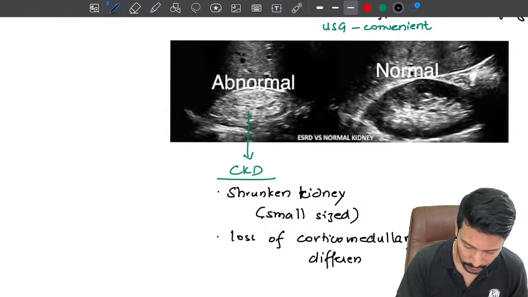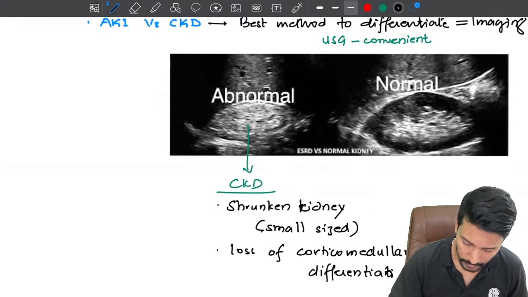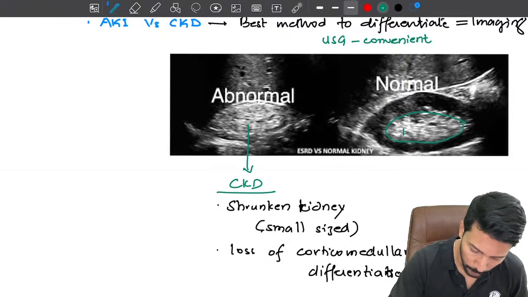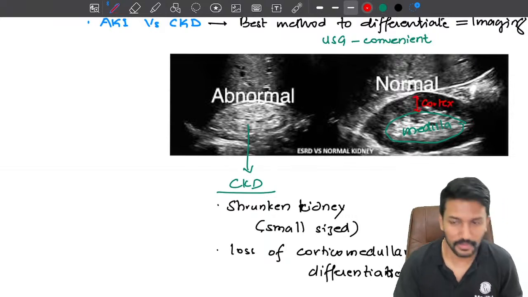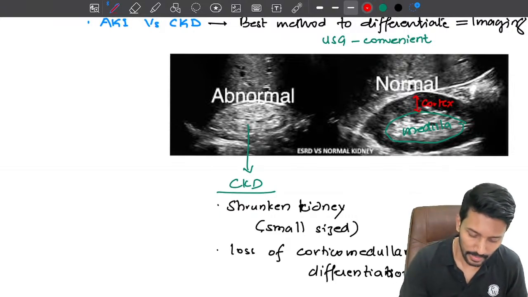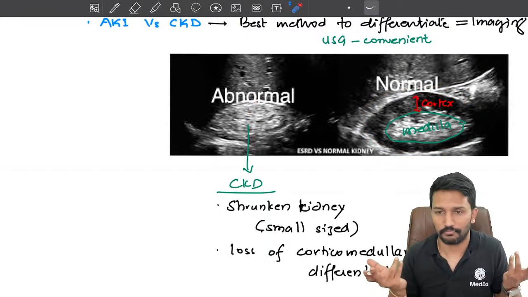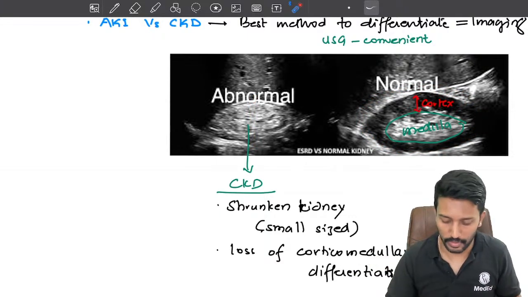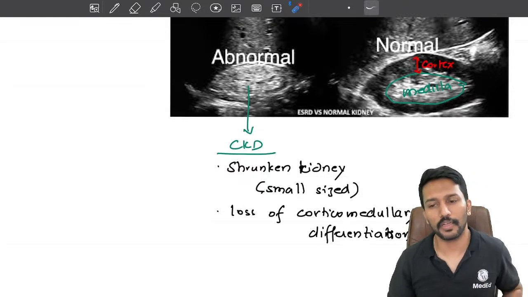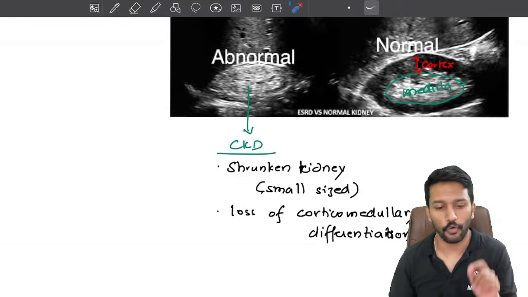Corticomedullary differentiation. So look at the images here. This is a normal kidney. We can see the medulla and we can see the cortex. Renal cortex and medulla can be clearly differentiated. And in case of CKD, we can notice that the size is smaller in comparison to normal kidney. And where is the cortex? Where is the medulla? Don't know, right? Loss of corticomedullary differentiation. These are the best evidence to say that a particular case is of CKD.